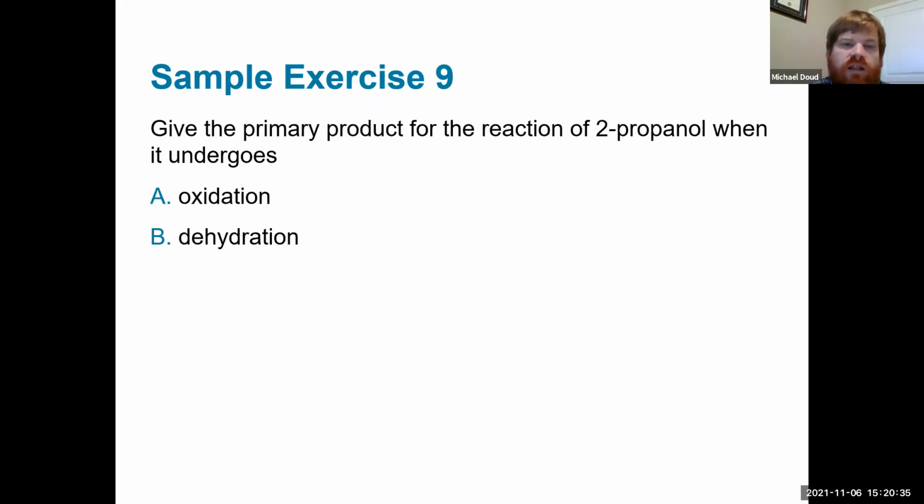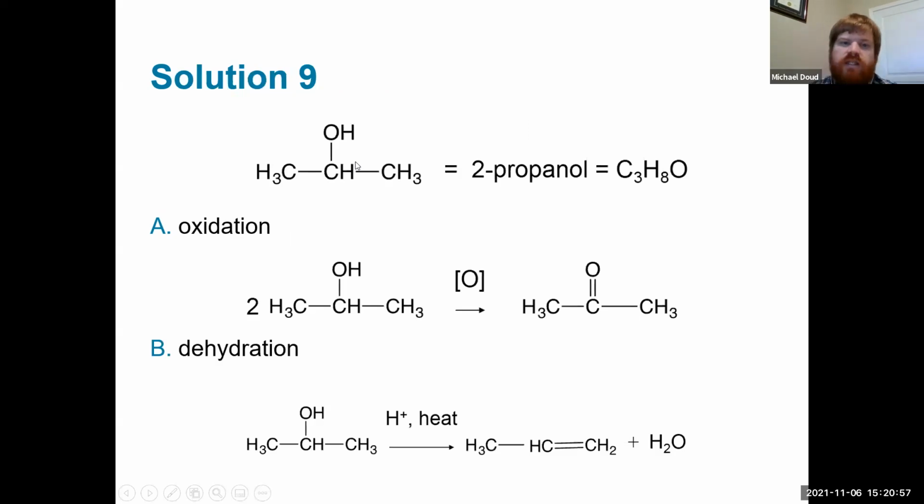Okay, so now let's go ahead and write the products for 2-propanol. Tell me what's going to happen when it undergoes oxidation, what's going to be the product, and what's going to be the product when it undergoes dehydration, and show me those reactions. So pause the video here, work this out, and then we'll take a look at the answer when we come back. So pause.